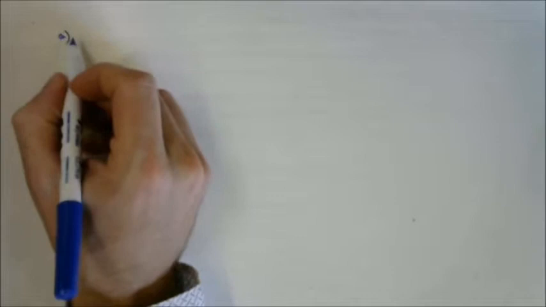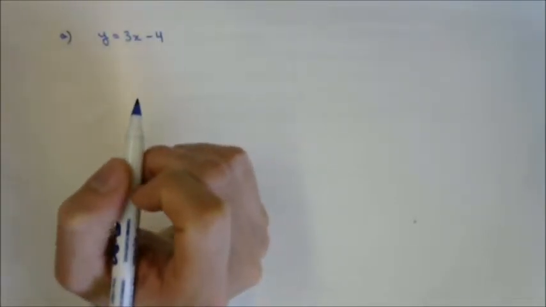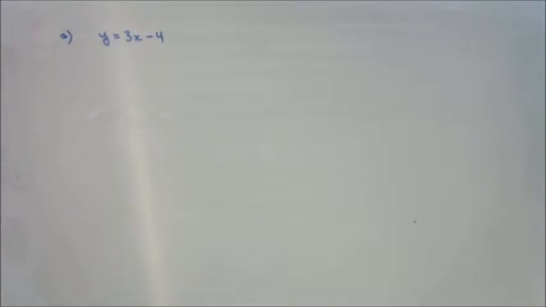So here we go. Example, slopes of parallel and perpendicular lines. So we get one example of each. In A, it says the equation of a line is y equals 3x minus 4. Give the slope of a parallel line.